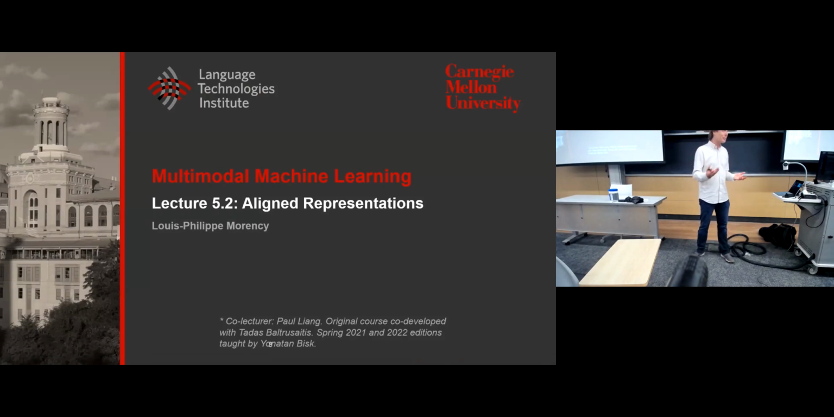Discussion about aligned representations. I on purpose didn't put the word multimodal yet, because today is really the day where we're talking about transformers. And before we go into multimodal transformers, I really want to take the time to talk about them in a way that at least I find more intuitive than a lot of the graphs that you will see in most papers.